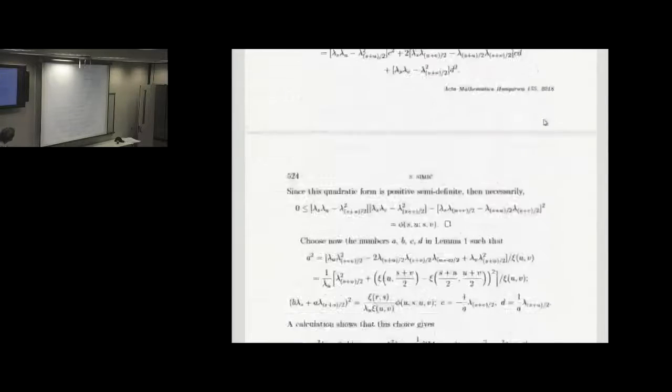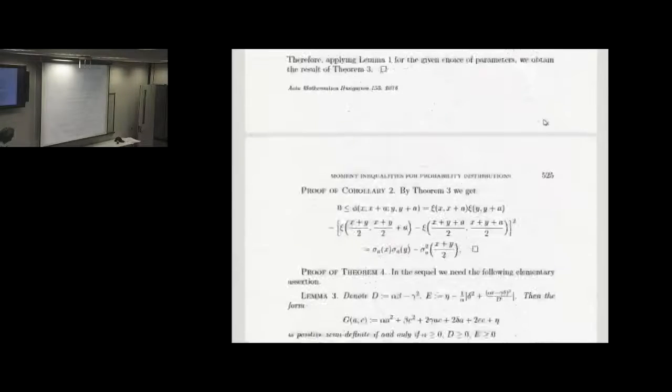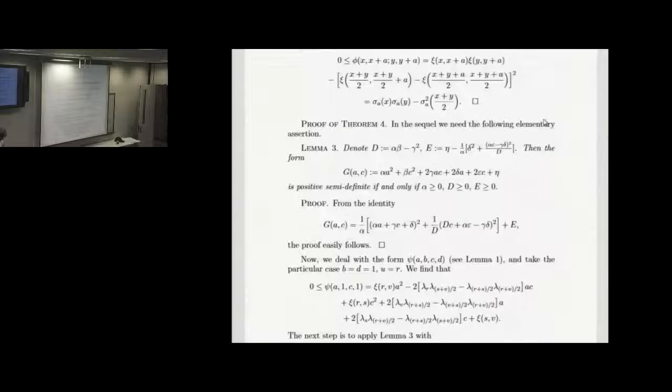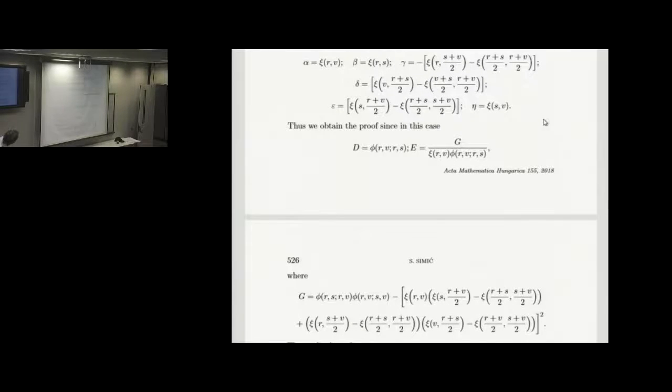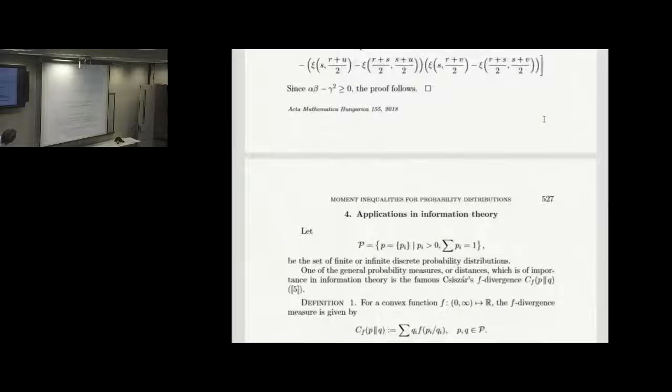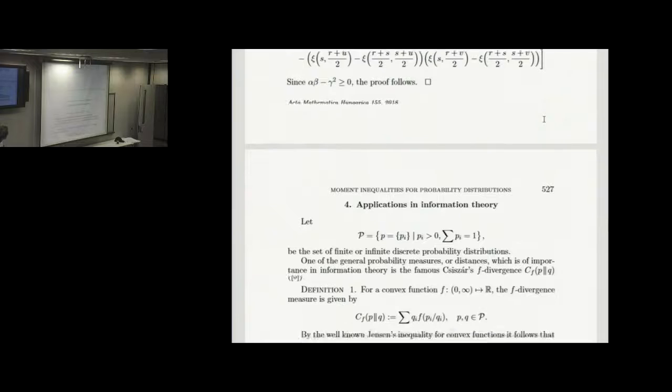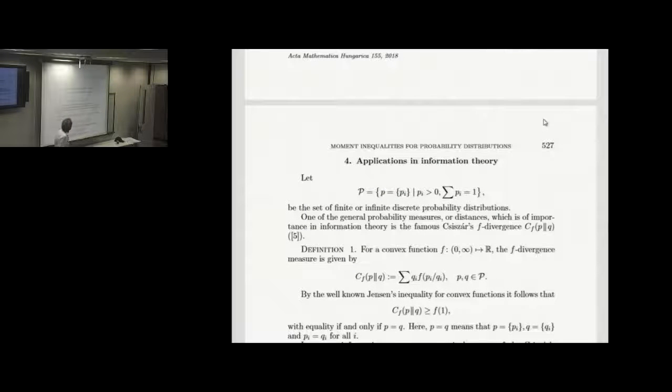Application in information theory. So here, these are probability distributions, as it says, greater than 0, and the sum is equal to 1. This is the set of finite or infinite.